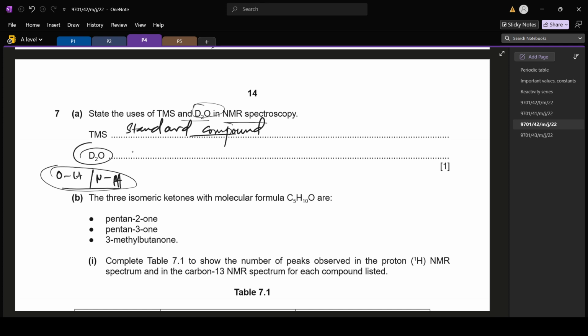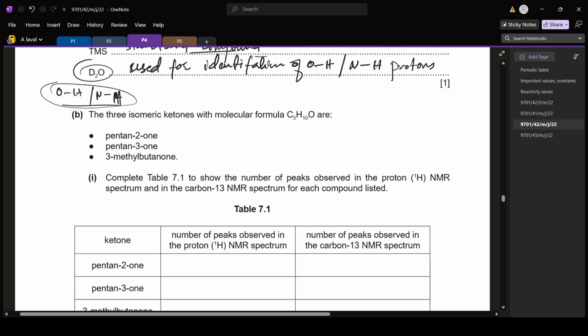So D2O is used for identification of OH group or NH group, NH protons.